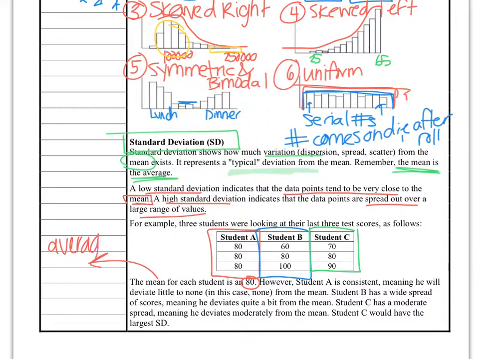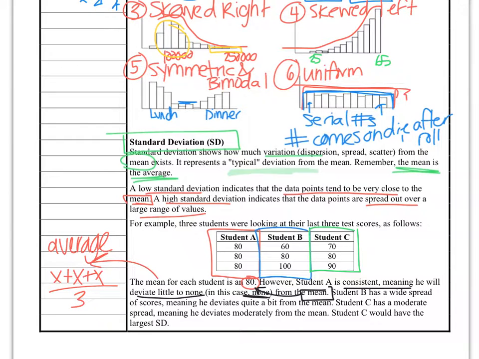And to find the average, you do x plus x plus x over, in this case, 3. So 80 plus 80 plus 80 over 3 gives us 80. 60 plus 80 plus 100 over 3 gives us 80, excuse me. So student A is consistent, meaning he will deviate little to none, in this case it's none, from the mean, because the mean, again, is 80.